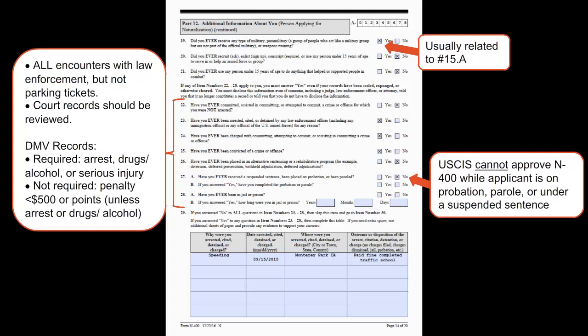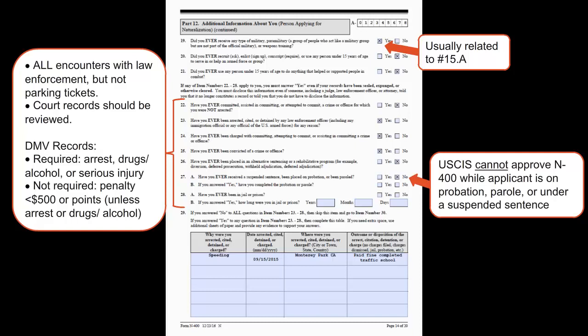Question 25 asks if the applicant has ever been convicted of a crime or offense. A conviction would include any admission of guilt, such as a payment of a fine, probation, or attending classes or traffic school. Therefore, if one received a traffic ticket and paid a fine and/or went to traffic school, usually questions 23 through 25 are all marked yes.